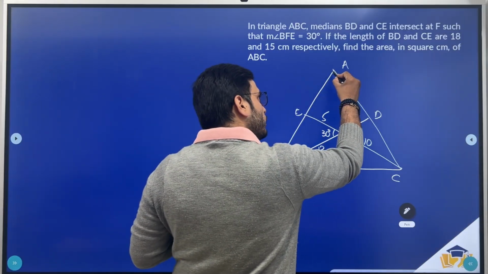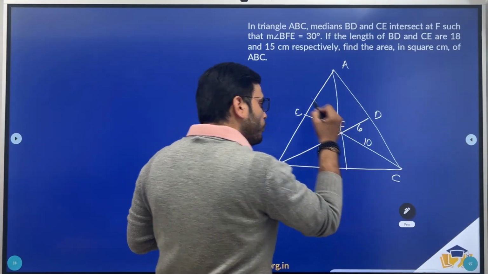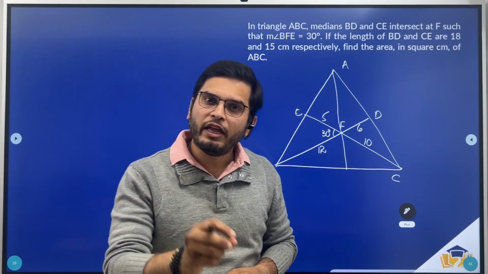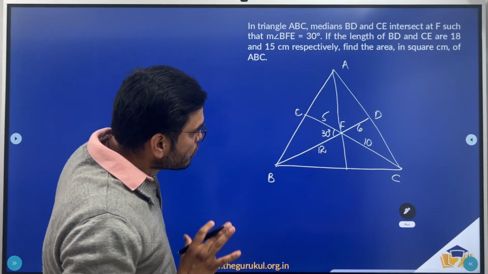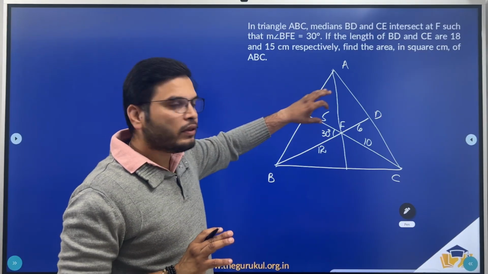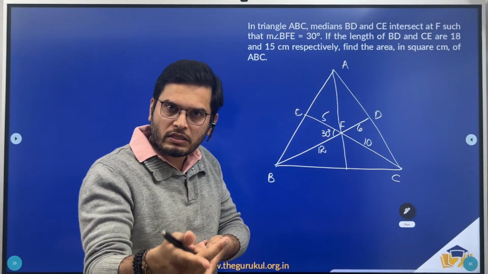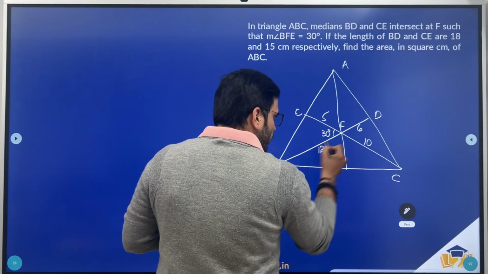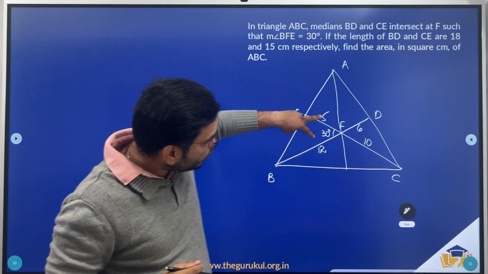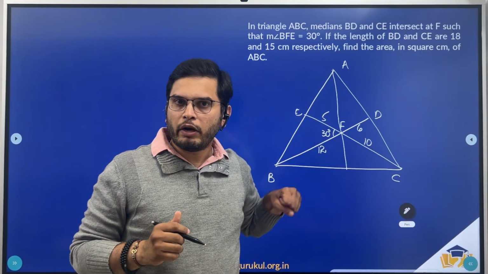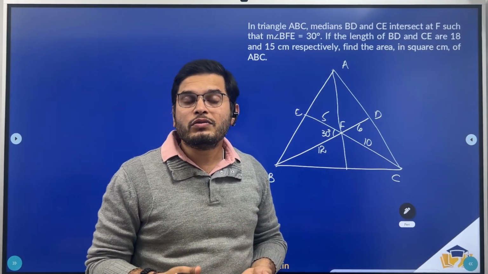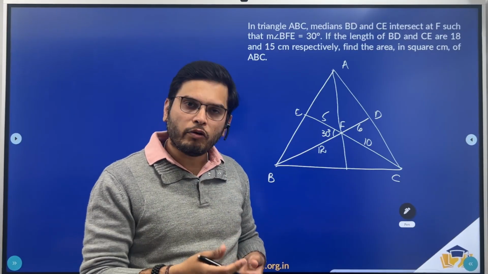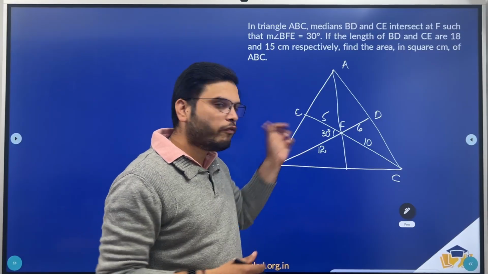Now let me draw the median from vertex A to the opposite side BC. So we have 6 triangles, and these 6 triangles are of equal area. Right. Now, if I can somehow manage to find the area of one of the triangles, times 6 will give us the area of the triangle ABC. Now here, if you observe, for triangle BFE, we know 2 adjacent sides and also the angle included between them. Right. So I can use half into AB into sine theta, where theta is the angle included between those 2 sides, to find the area of this triangle.